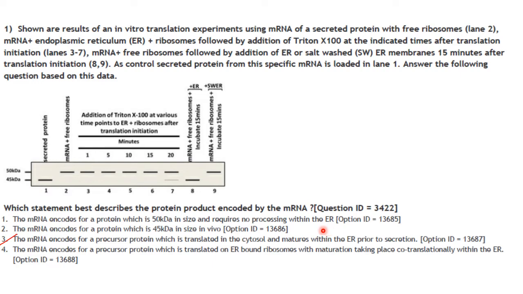Then, the mRNA encodes for a precursor protein which is translated in the cytosol and matures within the endoplasmic reticulum prior to secretion. That is correct. Option 3 is correct. Then next one, the mRNA encodes for a precursor protein which is translated on the endoplasmic reticulum bound ribosomes. That is not correct. It is taking place in the cytosol. So the correct answer is option 3.